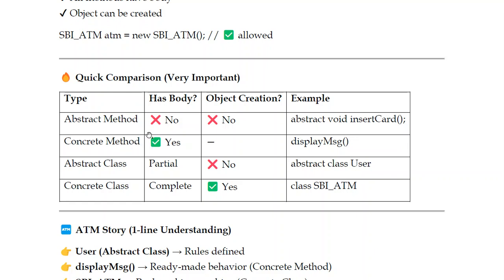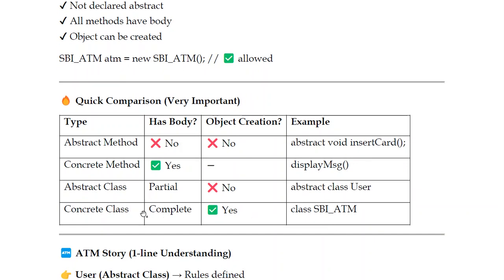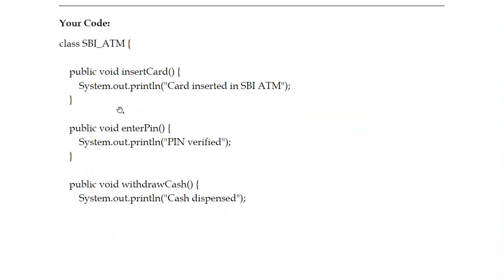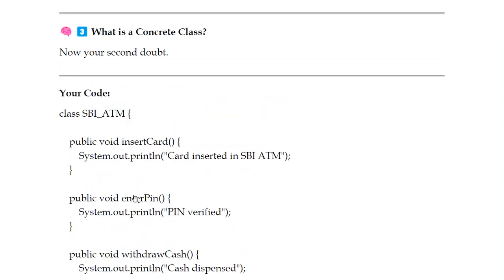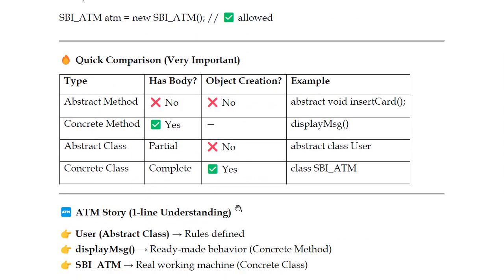Concrete method, in the sense, we are speaking about the method, not the class. Using the concrete class, we can now create the object. SBI ATM is the concrete class, and we can create the object for that. That's why object creation is not required for a concrete method, because the method is invoked by the concrete class object itself. Example, class SBI ATM: the concrete class name is SBI ATM, and through the object reference ATM, I can access the concrete methods: ATM dot insert card, ATM dot enter pin, ATM dot withdraw cash. I can call them with normal object communication.